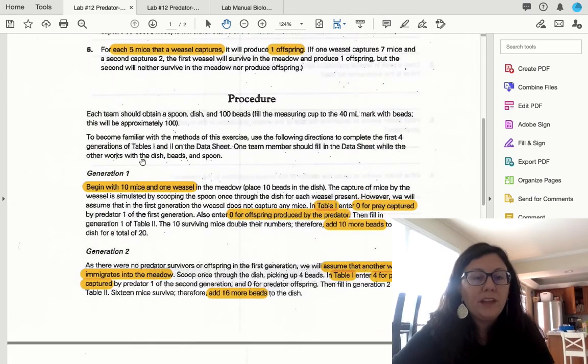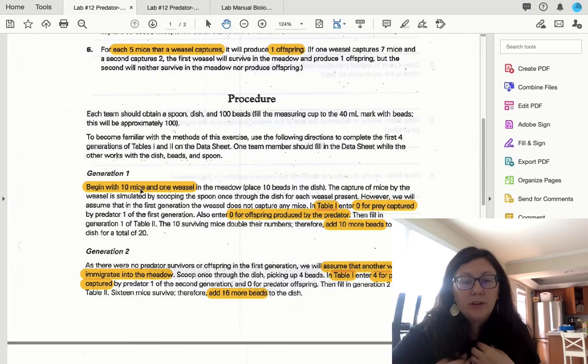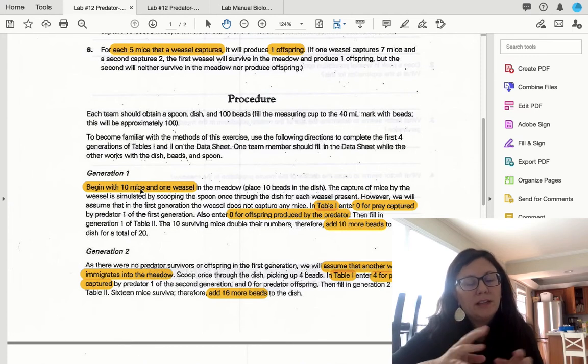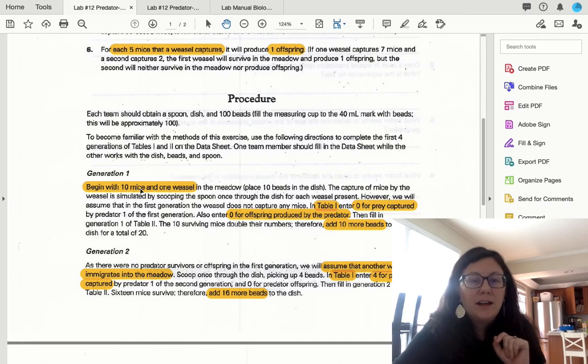So to start, you're going to put 10 mice and 1 weasel in the meadow. In my case, I'm going to use mini M&Ms. I'm going to put 10 mini M&Ms in the bowl, and I'm going to use a little spoon so I don't kill out my population really easily. I have a child spoon from when my kids were little, and the spoon represents the weasel.